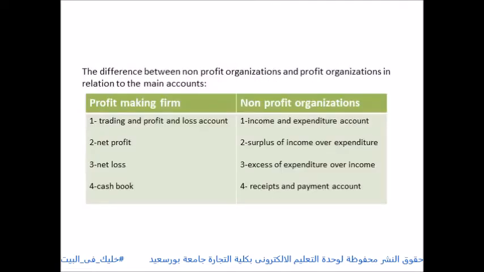The differences between non-profit organizations and profit organizations in relation to the main accounts. In case of a profit-making firm, it prepares a trading and profit and loss account, while in non-profit organizations, an income and expenditure account is prepared. Net profit, net loss, and cash book in case of a profit-making firm, while in case of non-profit organizations, it will be surplus of income over expenditure, excess of expenditure over income, and receipts and payments accounts.